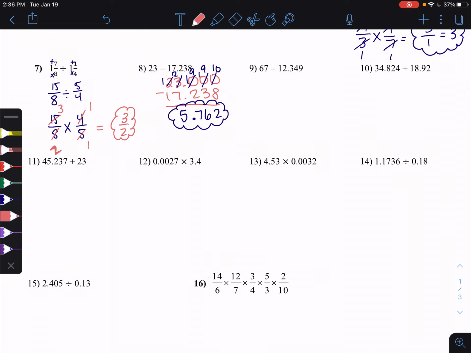Number 9 is very similar, so 67.000 minus 12.349. So I'm going to borrow from the 7, borrow from the 10, borrow from the 10 to make this a 10. So 10 minus 9 is 1, 9 minus 4 is 5, 9 minus 3 is 6, 6 minus 2 is 4, and 6 minus 1 is 5.